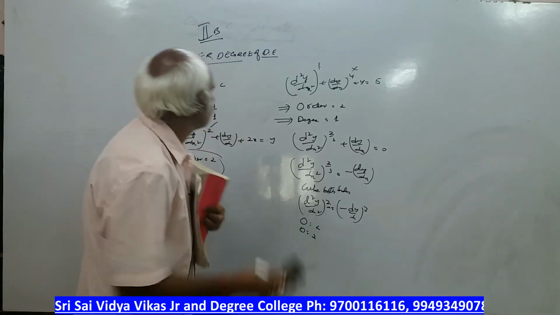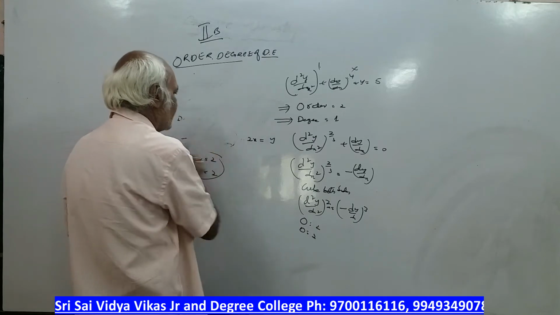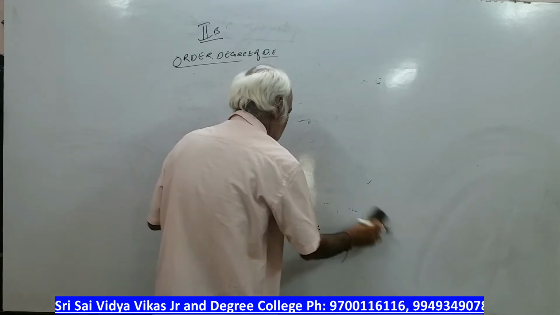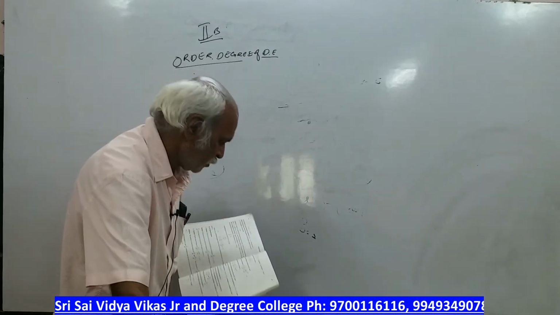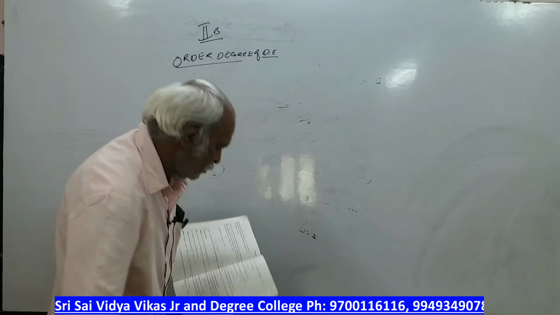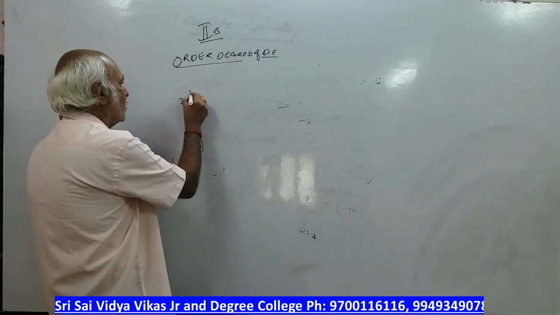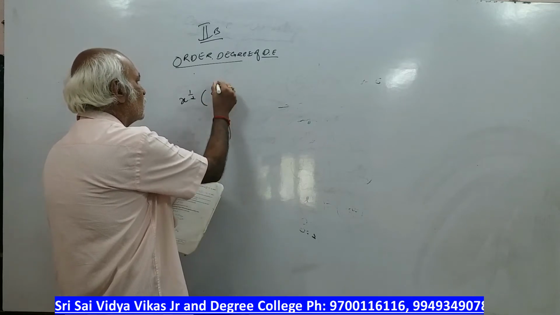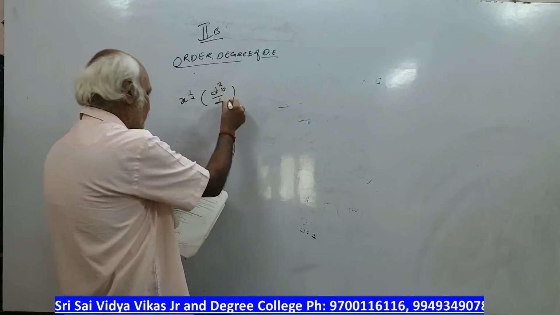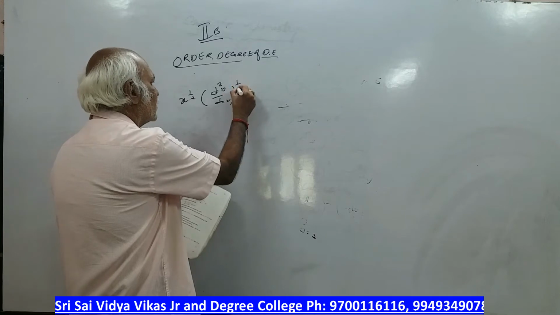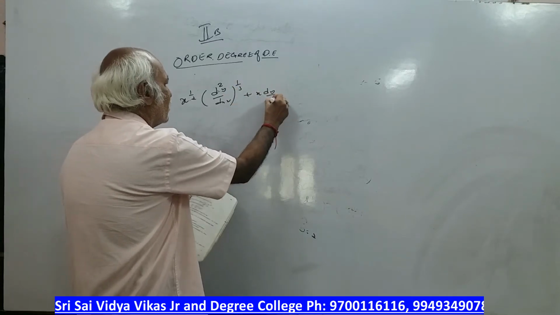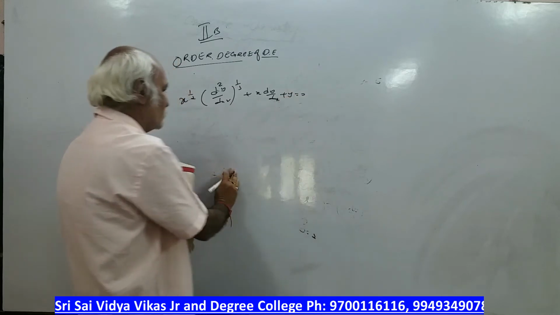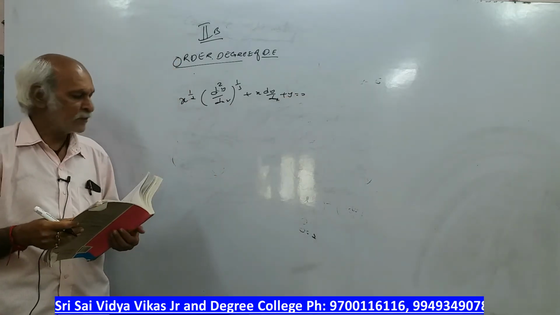Okay, now x power 1 by 2, d square y by dx square to the power of 1 by 3, plus x into dy by dx plus y is equal to 0. Now he is asking what is the order and degree of this.